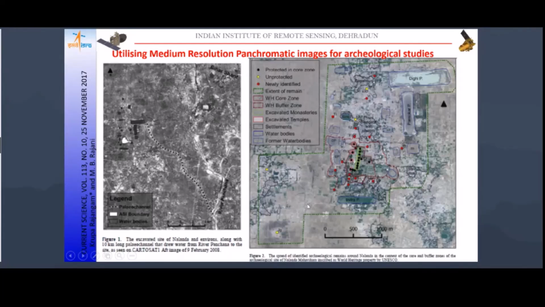Another very detailed map has been prepared here, to show you the spread of the identified archaeological remains around Nalanda. And this is a World Heritage Site, UNESCO World Heritage Site. So the core and buffer zones of the site have also been mapped. So you can see this is the core zone and this is the buffer zone. Also the other features like the temple and the monasteries, the water bodies surrounding them, etc., have also been mapped. Right? The green dotted boundary shows us the extent of the entire archaeological site.